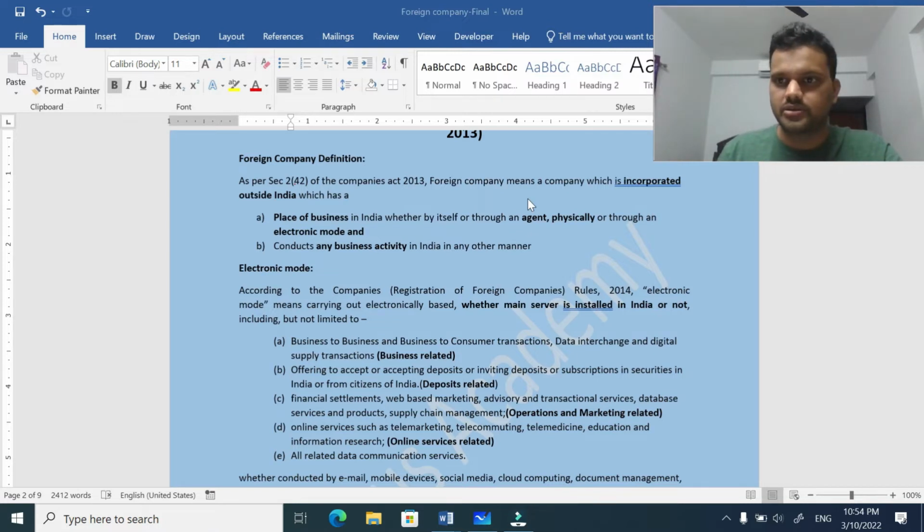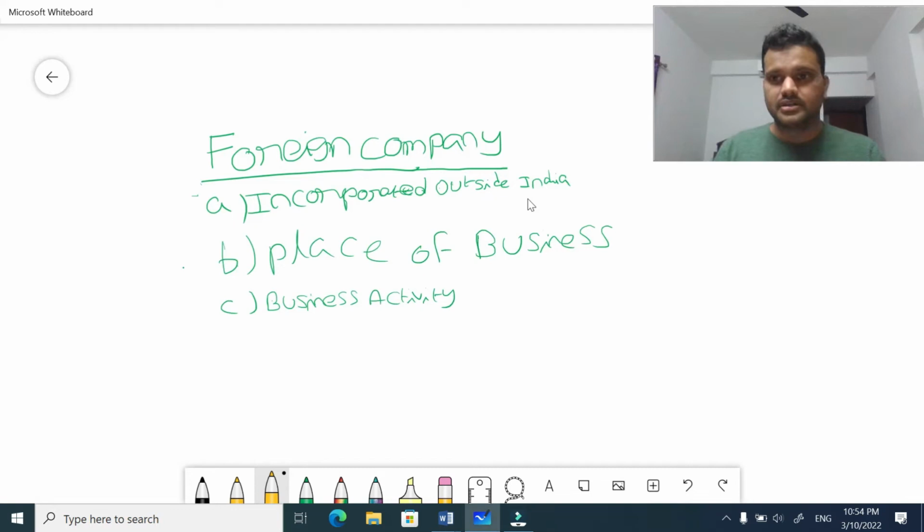Now we will get on to this topic, foreign company. The chapter name itself is foreign company. So we have to understand the definition of a foreign company. What is a foreign company? Before going to the foreign company, I will ask you a question. What is an Indian company? What is the Indian company definition?